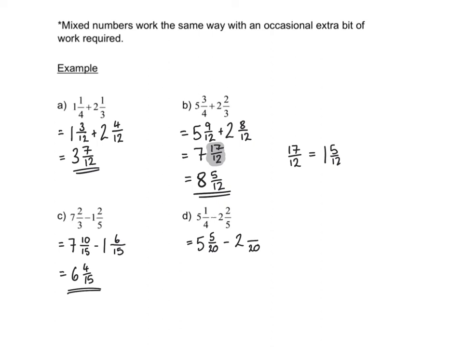Moving on to the second fraction, what do I multiply the bottom by to get this 20? So I multiply the bottom by 4 to get 20, so I multiply the top by 4 also. So 2 multiplied by 4 will give me 8.